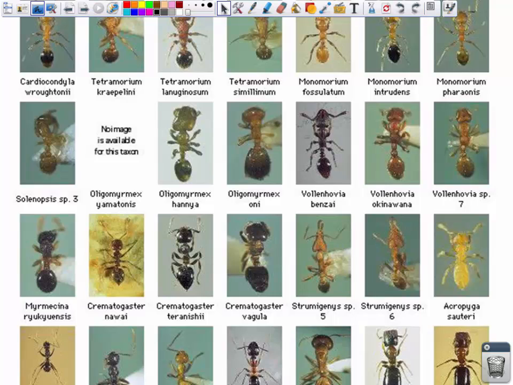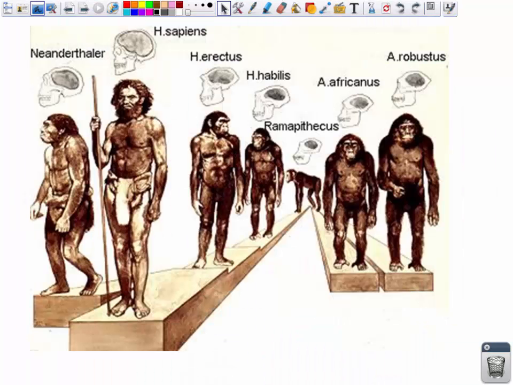Just got a picture here of a lot of ants, a lot of different ant species, and thinking about how morphologically different they are from each other. They have different traits and habits. They reproduce separately, and at the DNA level they are different species.